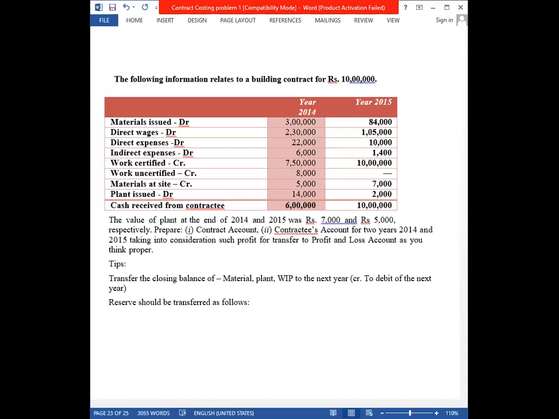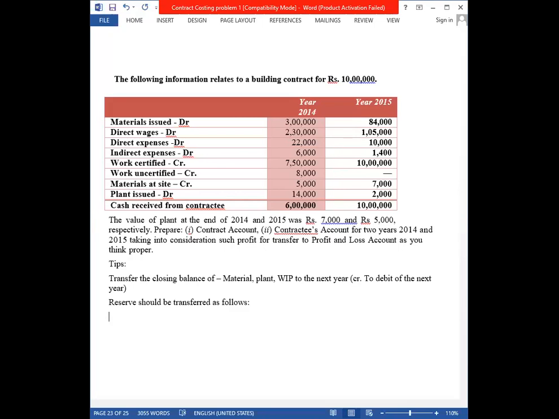One is profit, another one is reserve. And that profit only you have transferred to the P&L account and shown in the balance sheet also. But reserve we are not transferring. That time only I told you reserve should be transferred to the next year. So here you are going to transfer the reserve.